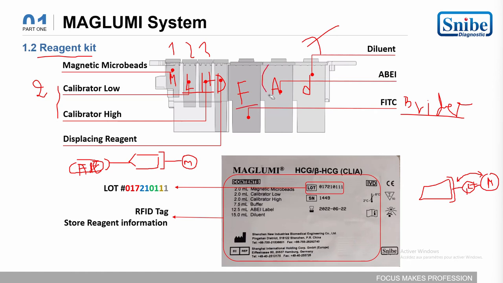Then we have the ABI. So you know the function of the ABI. It is the only way to get the light. The ABI is the marker or the label used to release the light signal. Normally the ABI is not releasing the light. Only when reacting with the NaOH and the H2O2, the starter, it will release the light.